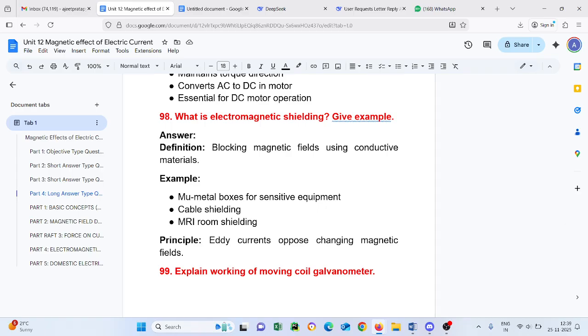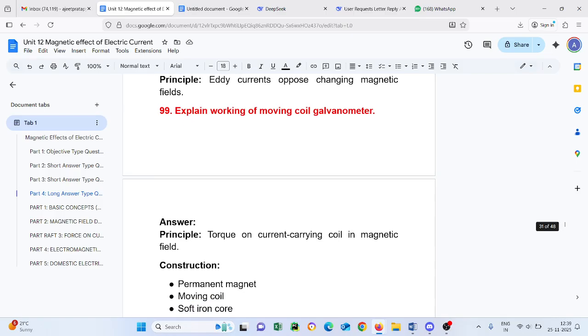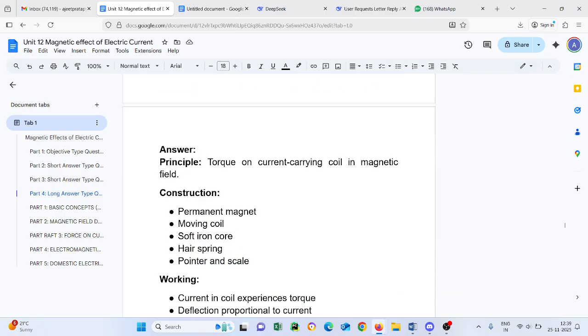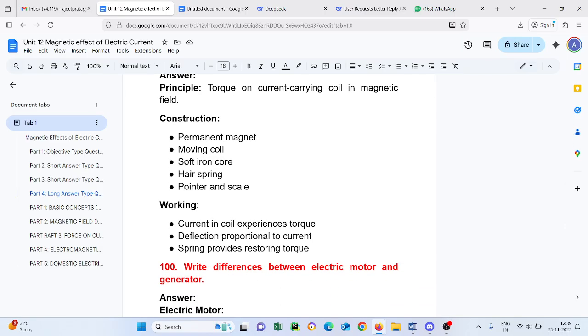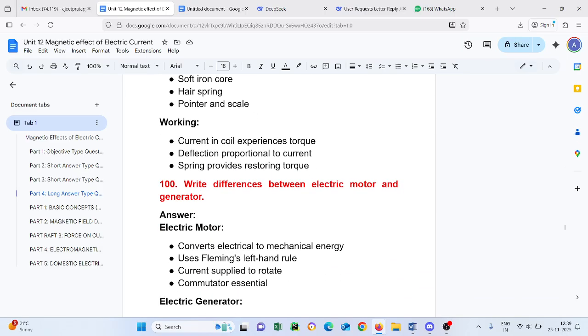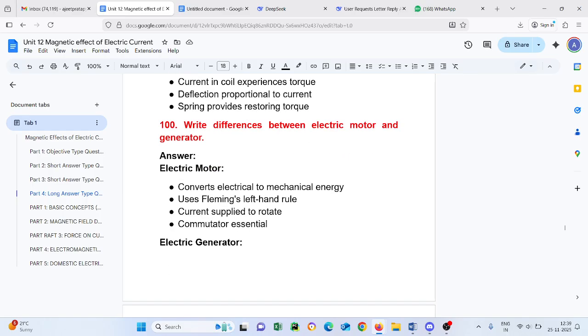Question number 98. Explain the working of a moving coil galvanometer. Principle: torque on a current carrying coil in a magnetic field. Construction: permanent magnet, moving coil, soft iron core, hair spring, pointer and scale. Current in the coil experiences torque, and deflection is proportional to the current. The spring provides restoring torque.